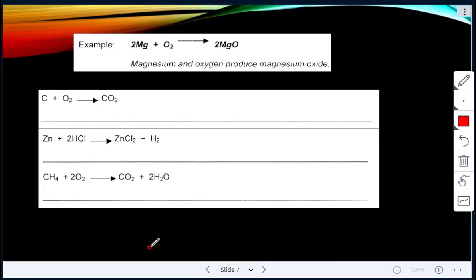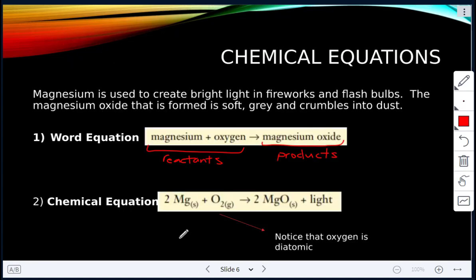This was the example we just saw: magnesium and oxygen produce magnesium oxide. The numbers we see here are coefficients, which are used to balance an equation, but we won't be looking at that in this grade level. That's more for when you get into grade 10.